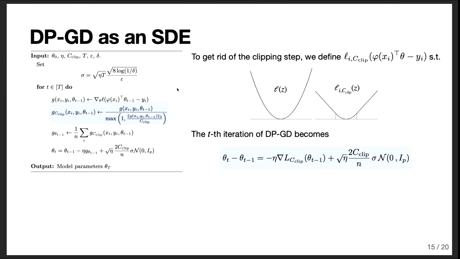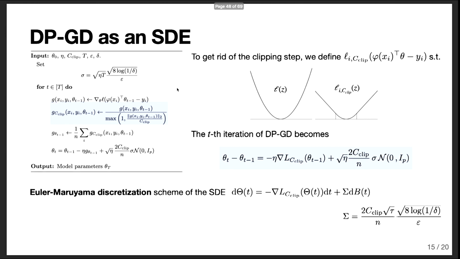So I define an auxiliary loss function, which is the Huber loss, that is quadratic close to the origin and then linear. And it's pretty easy to see in this setup that running gradient descent plus noise on this loss is equivalent to running the original DPGD. Then at this point, this is exactly the Euler-Maruyama discretization of this SDE.